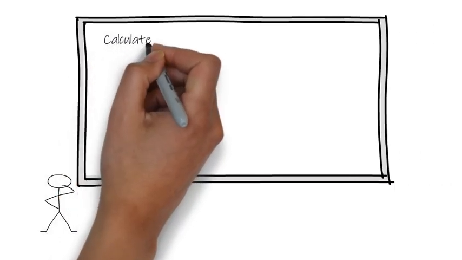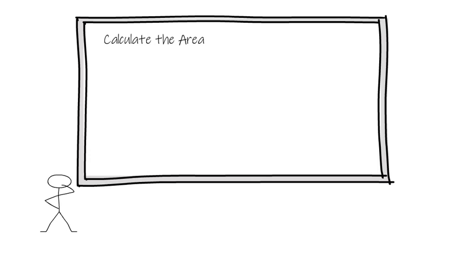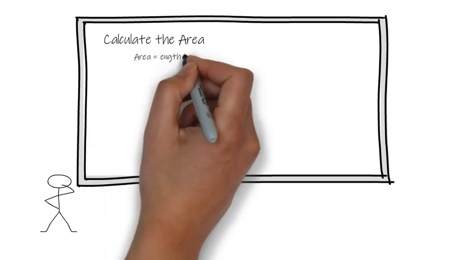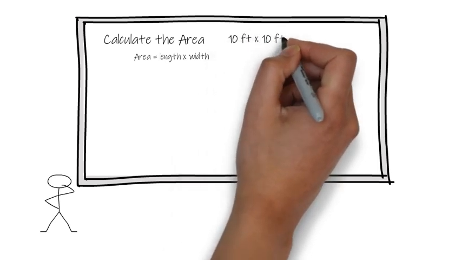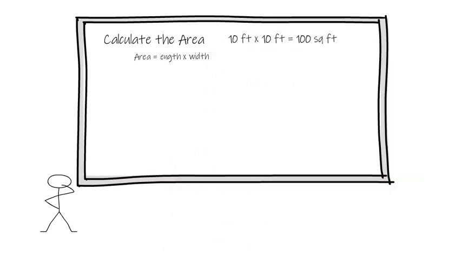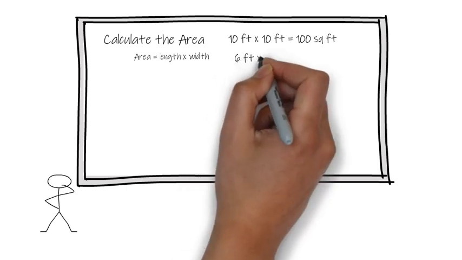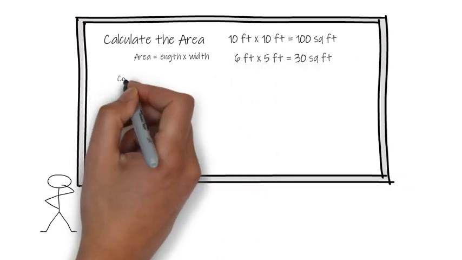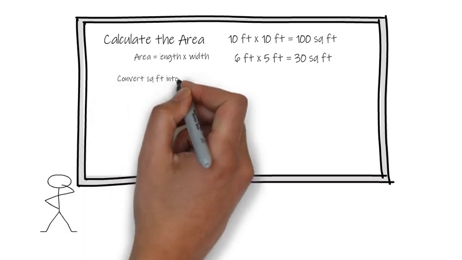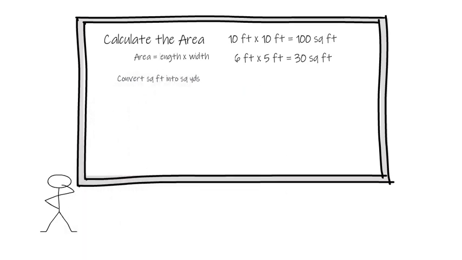I've got to calculate the area to start with. So the area is length times width. And so for my room, I've got 10 feet by 10 feet, which is equal to 100 square feet. I have 6 feet times 5 feet, which gives me 30 square feet. But now I've got to convert from square feet to square yards.